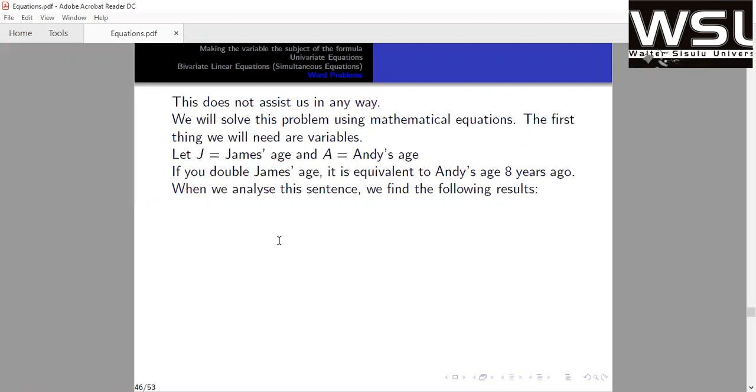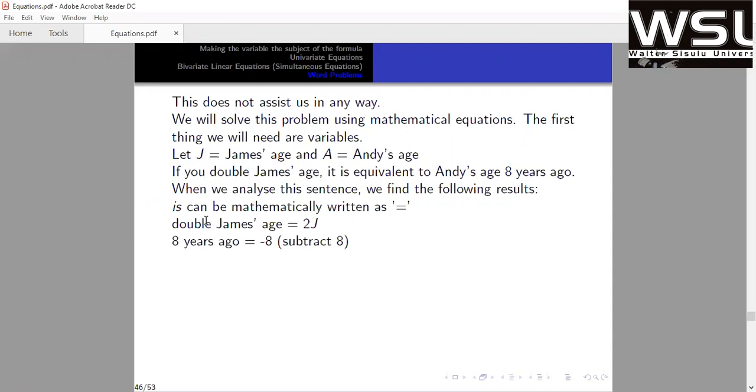So, like I said, when we analyze, we find the following results. Mathematically, is is written as equal. And double James' age, you get 2J. You subtract 8 years ago, so I subtract 8. Then the equation is given as 2J minus 8.